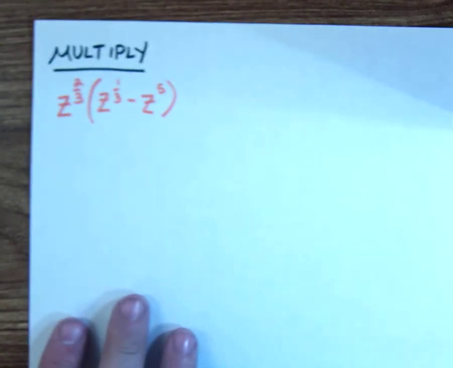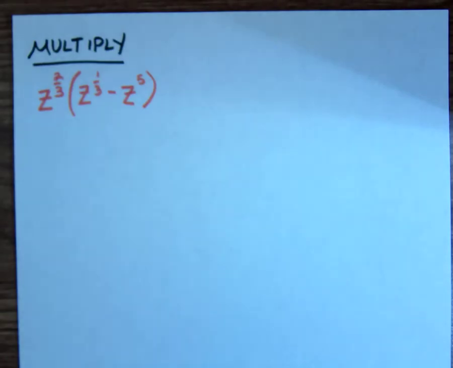It's everybody's favorite property, the distributive property. Is that 1/3? Are you criticizing my handwriting? No, it's blurry. Oh, so you're criticizing your eyesight. Yes. Fair enough. That is z to the 2/3 on the outside, and on the inside, z to the 1/3 minus z to the 5th.